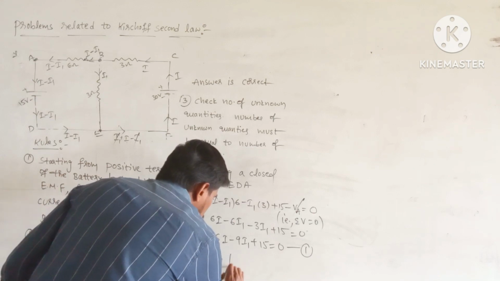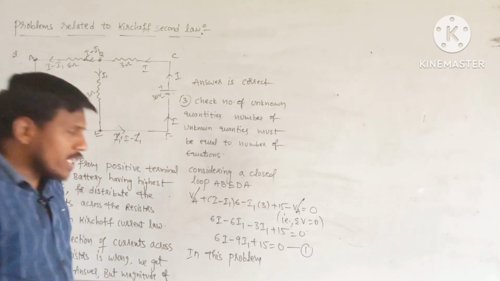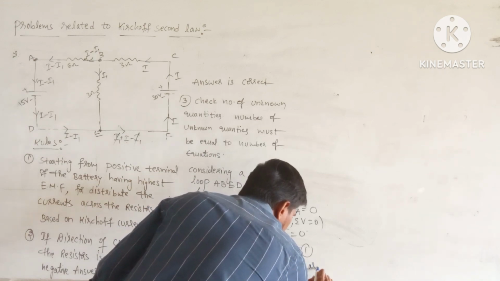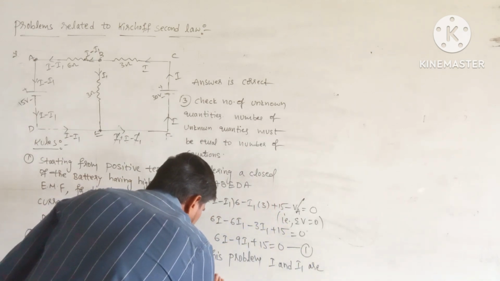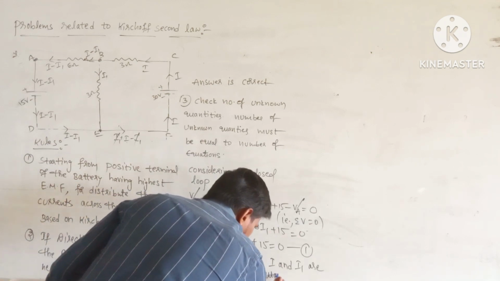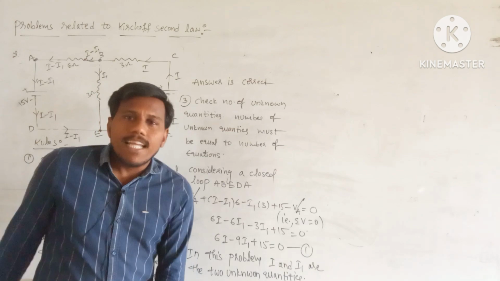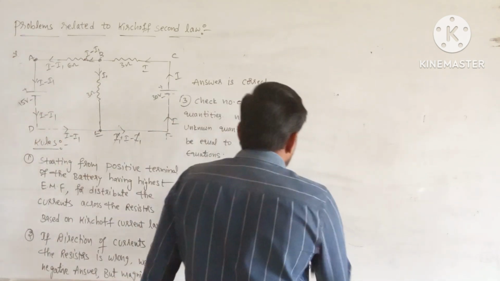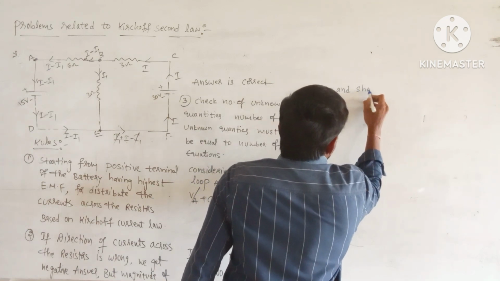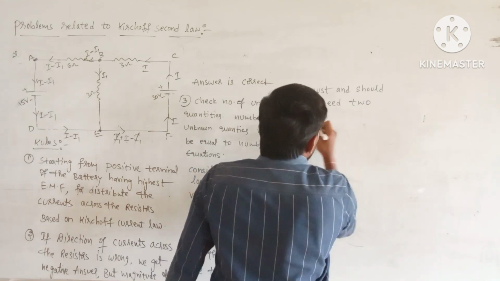So in this problem, how many unknown quantities are there? Two unknown quantities are there. In this problem, I and I1 are the two unknown quantities. So definitely we need two equations.